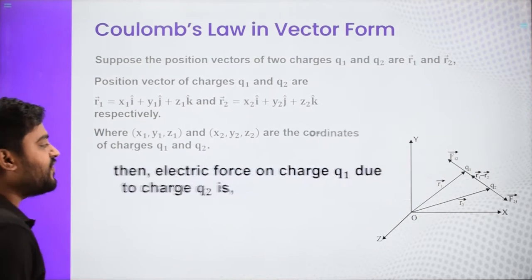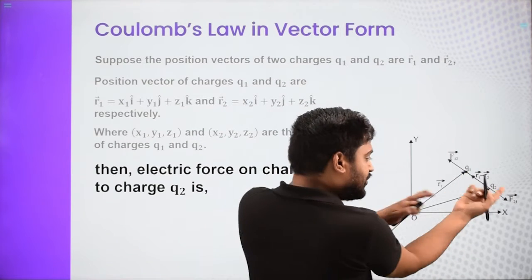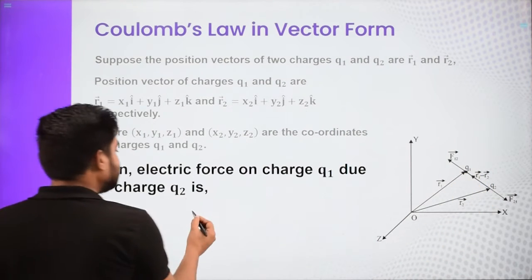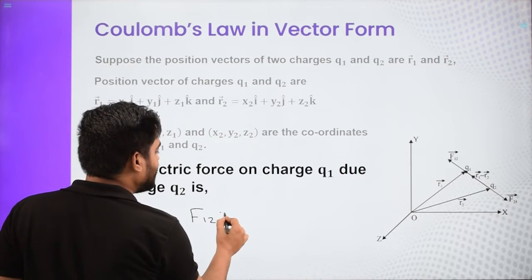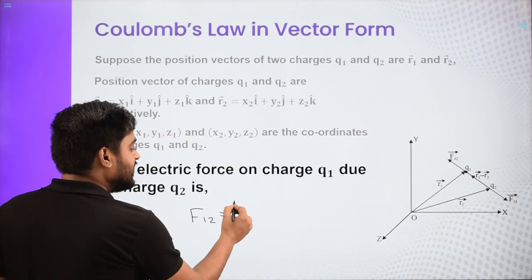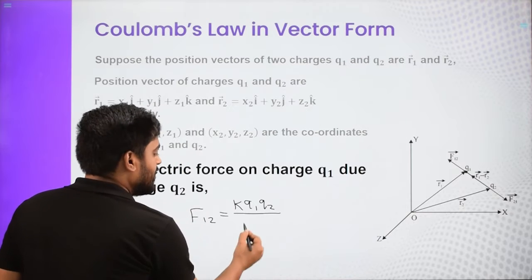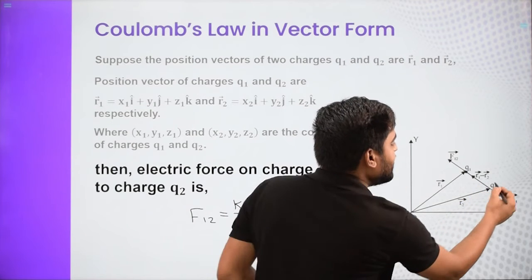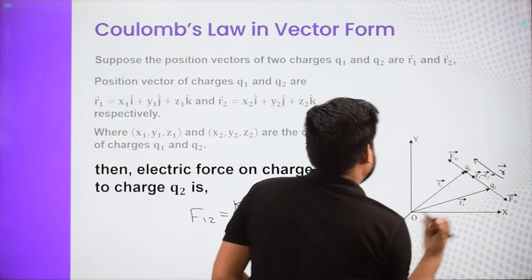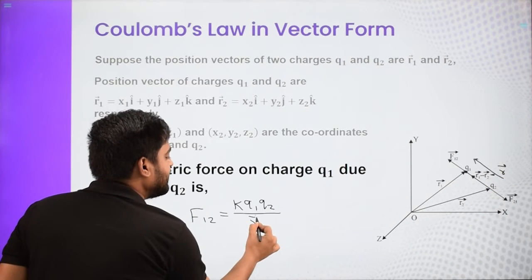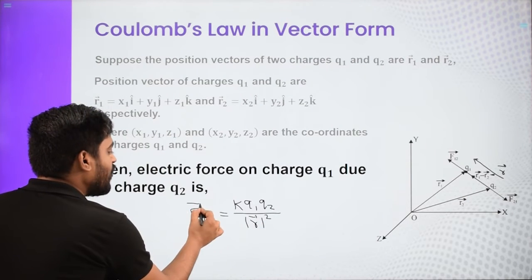Now, when we need to find the force on Q1, I am calling the force on Q1 due to Q2 as F12. First, let us find the magnitude. What is the magnitude? Coulomb's law said that the magnitude is K Q1 Q2 by R square. But which R? The distance between them. So I am treating this vector as the R vector. And now I will say divide by the magnitude of the R vector, and whole square. So this is the magnitude of force F12.